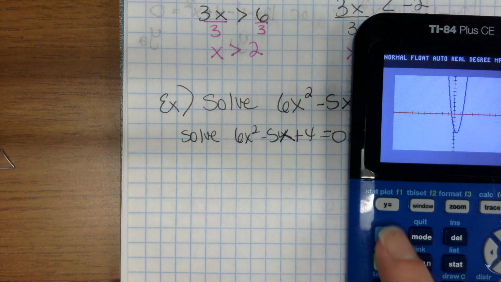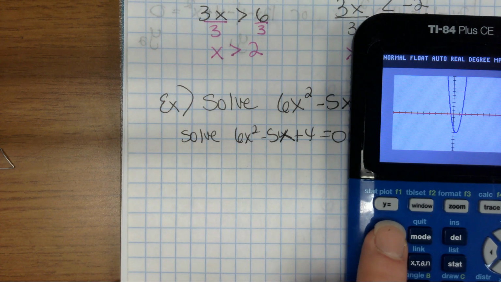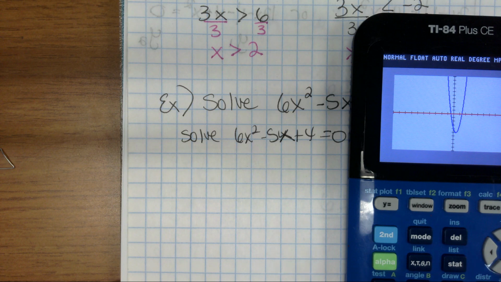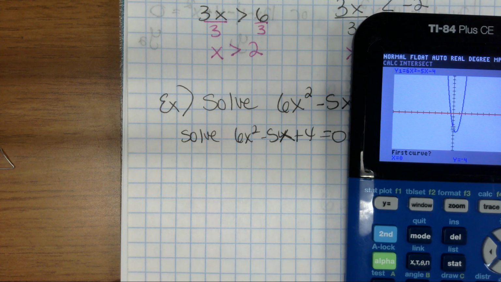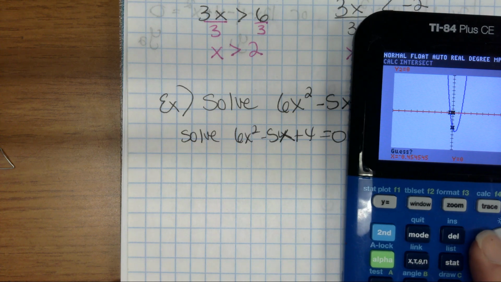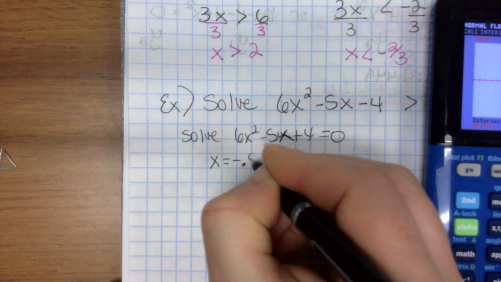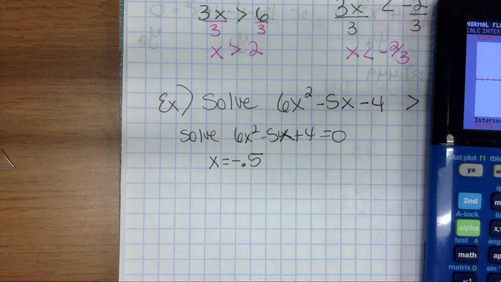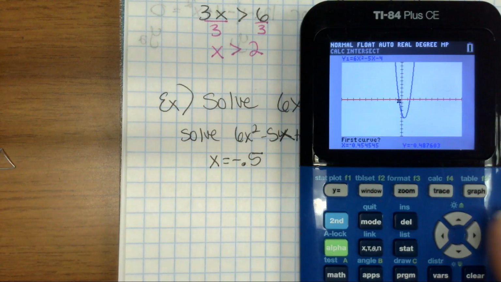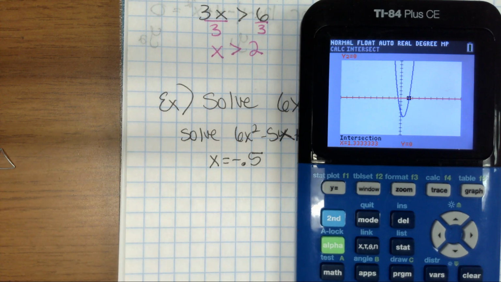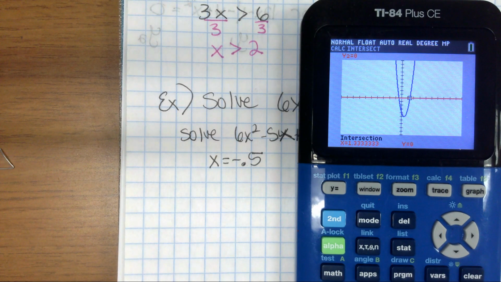What next? See if you remember. Second, calc, 5. All right, enter, enter, and we got to get closer to this one. X equals negative 0.5 is what I got for the one. Can somebody confirm that? Just give me a thumbs up. All right, thank you. And 1.3 repeating. Okay. I'm trusting you.